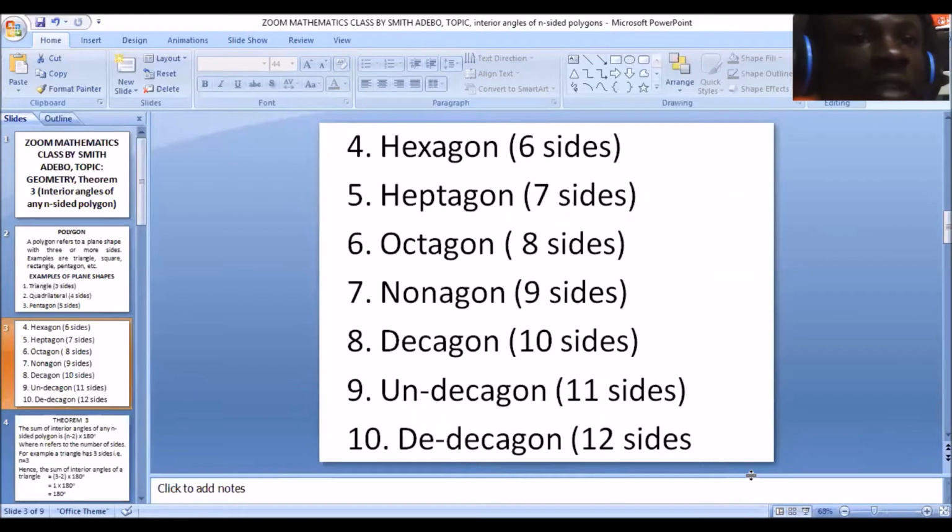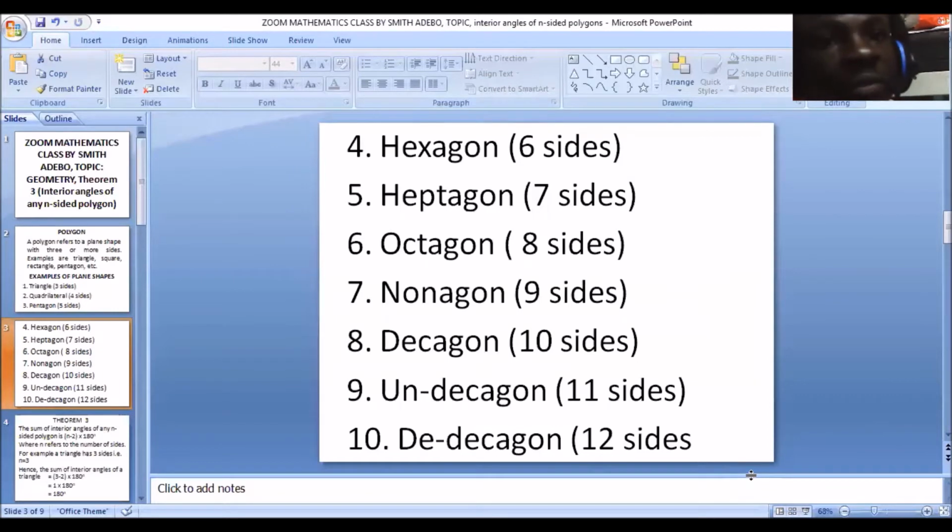We have a heptagon, a plane shape with 7 sides, an octagon, which has 8 sides. We have a nonagon, 9 sides, a decagon, 10 sides, in that order. We have an undecagon, 11 sides. We have a dodecagon, 12 sides. Now, these are plane shapes, and if you notice the shapes I listed, they all have a particular number of sides. Polygons, like I said, are plane shapes with 3 or more sides.